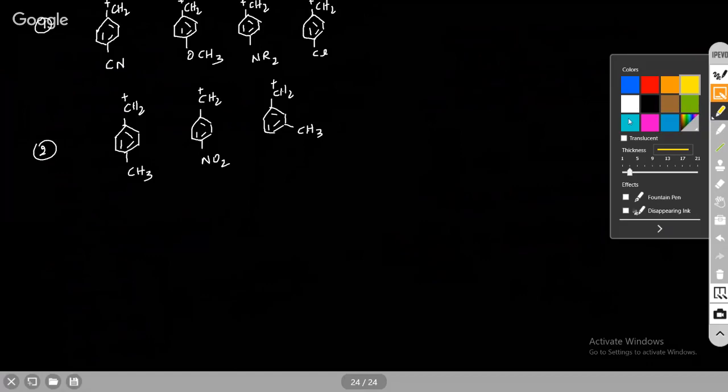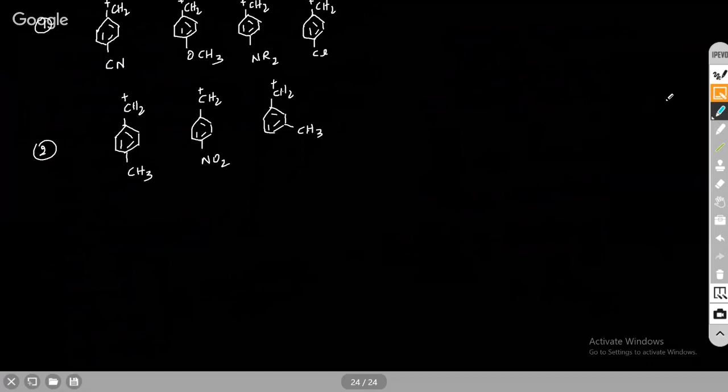First of all, you should know what electronic effects we have here, because this part is common in all the compounds, right? The difference in stability will be because of the group attached here and the nature of these groups. So first of all, tell me, cyanide CN, what effect does it show? Minus M, correct? So first of all, you identify what effects are there.